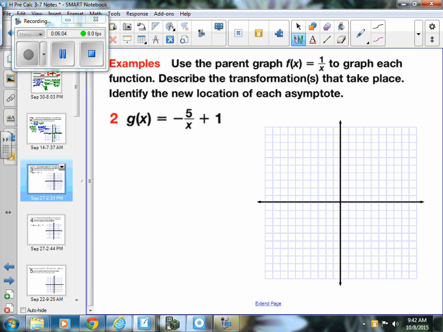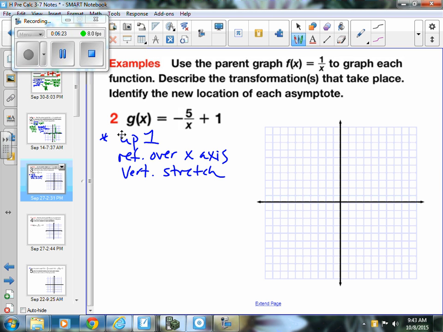Take a look and see what happened to this graph. Go ahead and think it through, jot it down. You can pause if you need to. So this graph went up 1. It was reflected over the x-axis, and it's a vertical stretch. So the only one of those that affects asymptotes is the up 1.